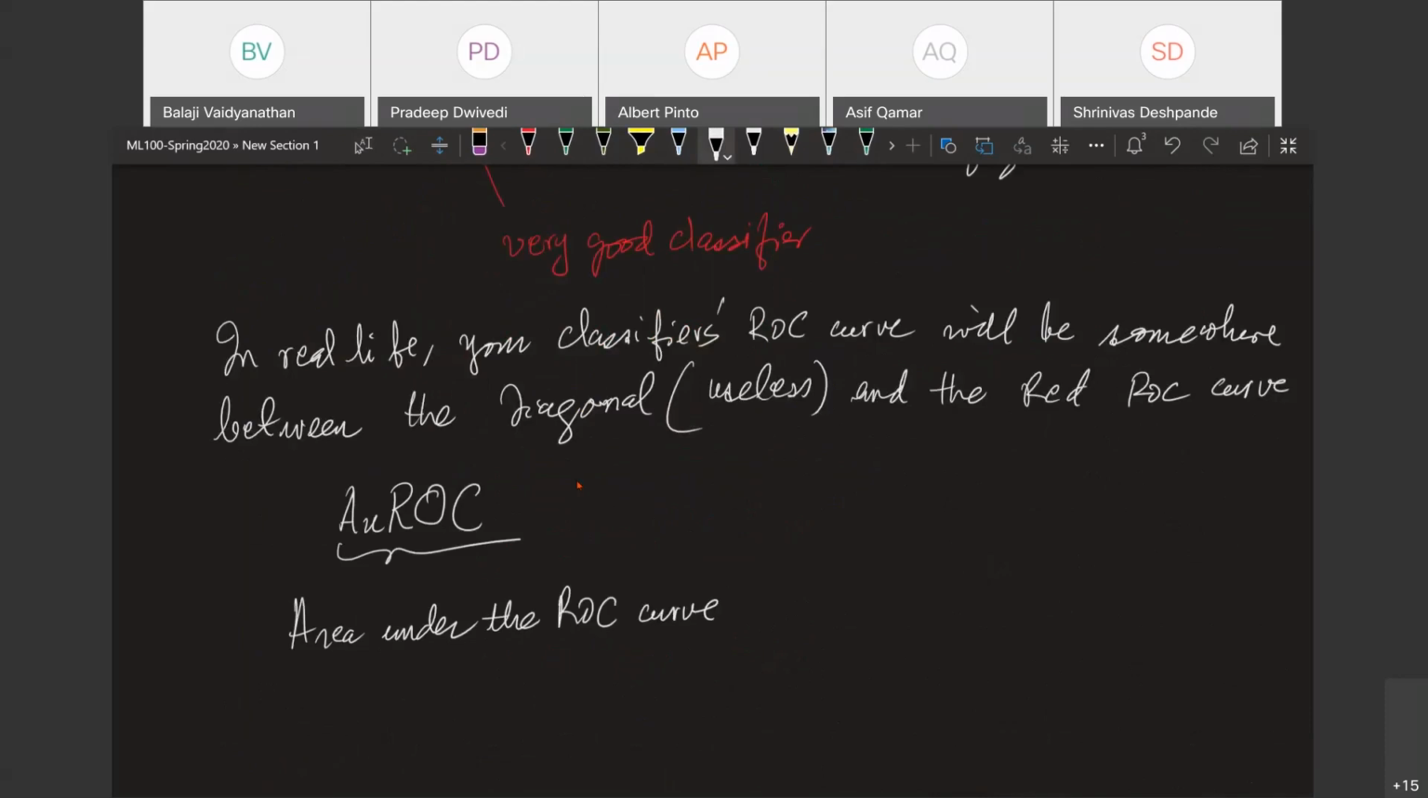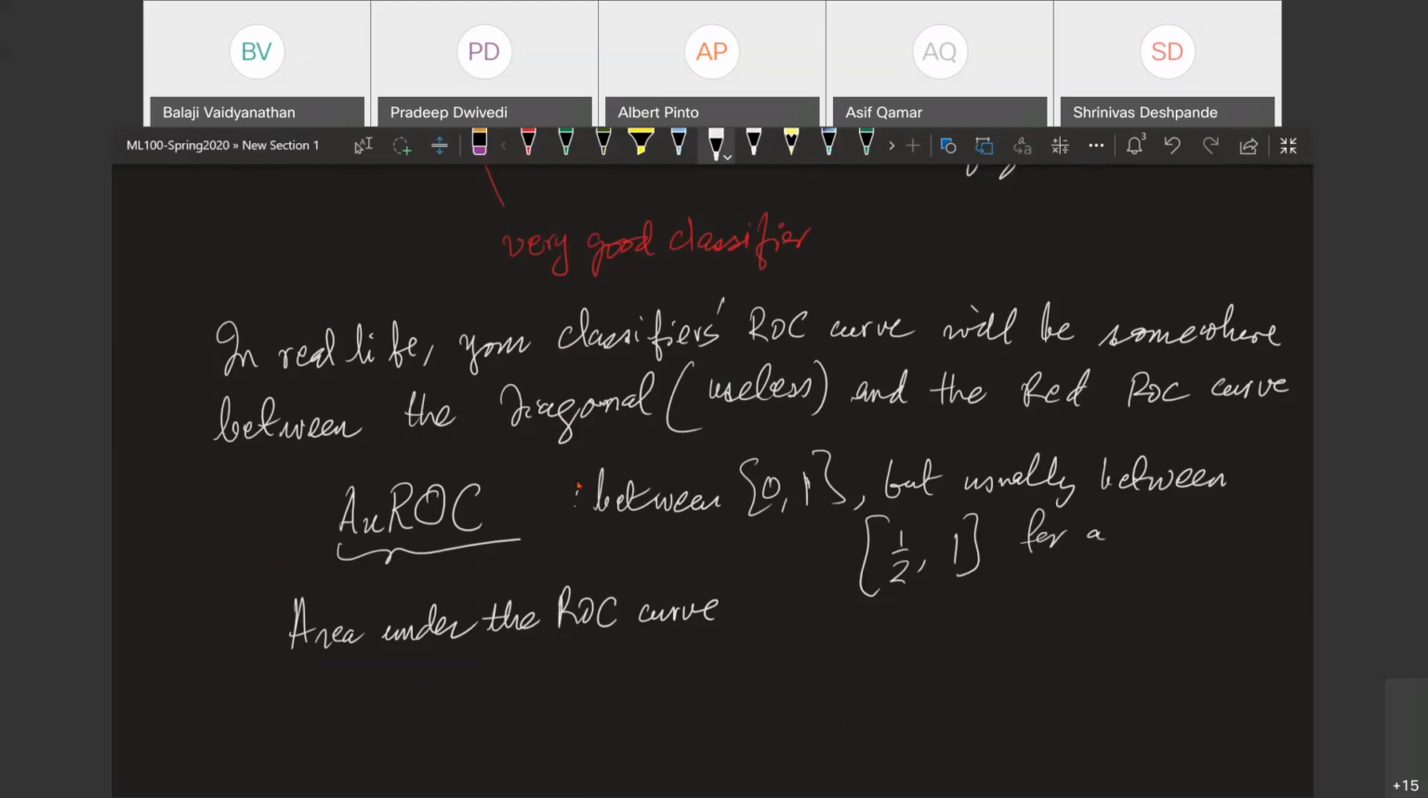Right? So this will go between half and 1 usually. Well, actually, theoretically, it can be between 0 and 1. You can actually be worse than random guesses also. Your curve can be below the diagonal, but usually it is between half and 1 for a reasonable classifier.